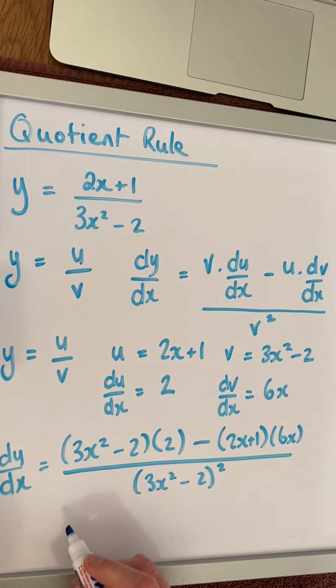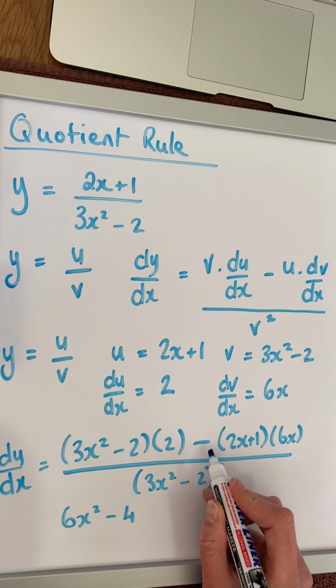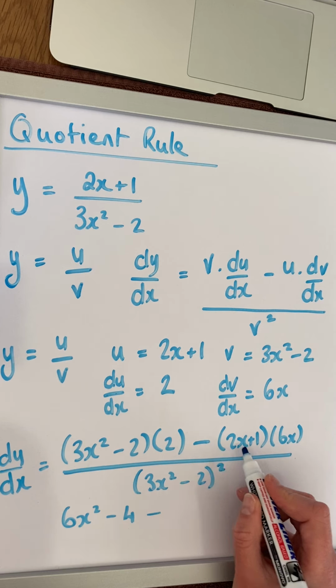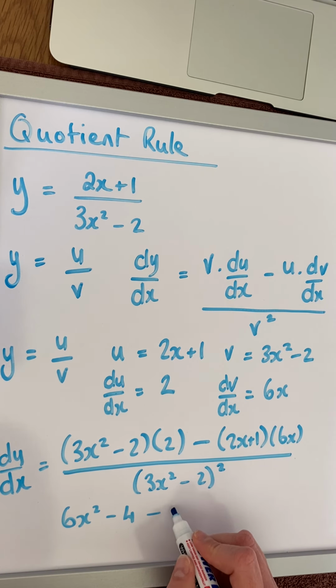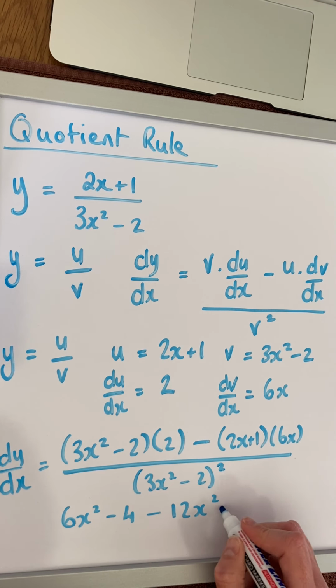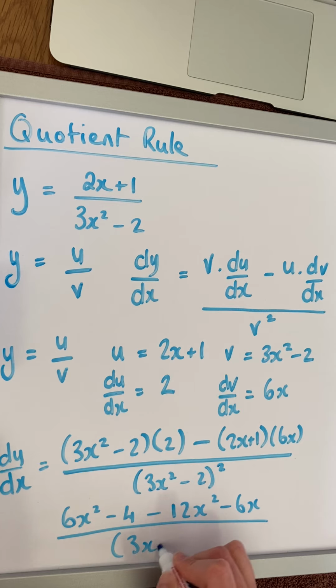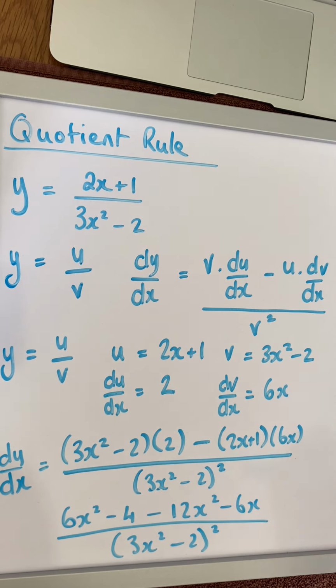So multiplying out this one, first of all, we have 3x squared by 2 is 6x squared, minus 2 by 2 is minus 4. We have a minus here, so minus 2x by 6x is minus 12x squared, and minus 1 by 6x is minus 6x over 3x squared minus 2 to be squared.